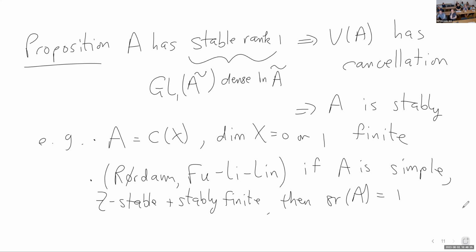Okay. All right. The take-home message is that in the stable rank 1 case, so in particular in the classifiable category, when I have traces, then I have cancellation. So I don't need to worry about this part in the definition of K0, which I just remind you is the Grothendieck group associated to this monoid.